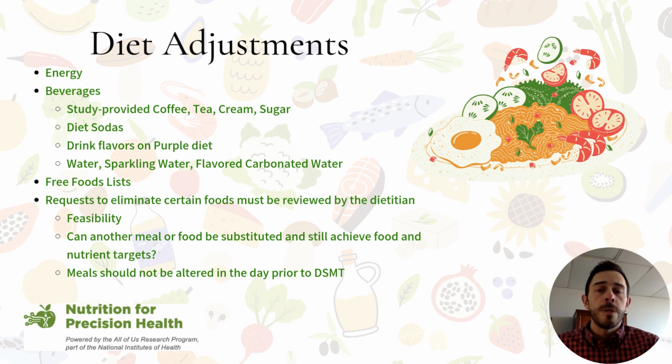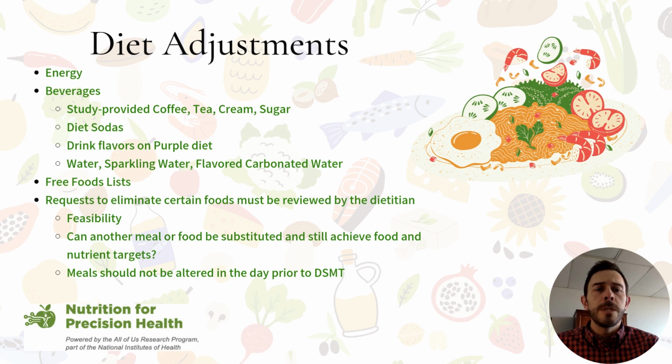In addition, when participants are on the purple diet, there will be 2 options available to them for the regular sodas that are provided as part of the purple diet. And again, participants will have their choice of 1 of 2 colas flavors for the purple diet. And then finally, participants can have as much water, sparkling water, and flavored carbonated water as they want if that's something they would like to add to their usual intake and routine.